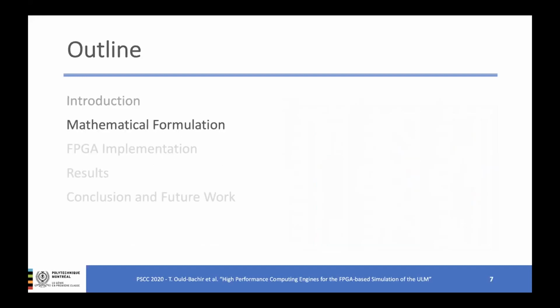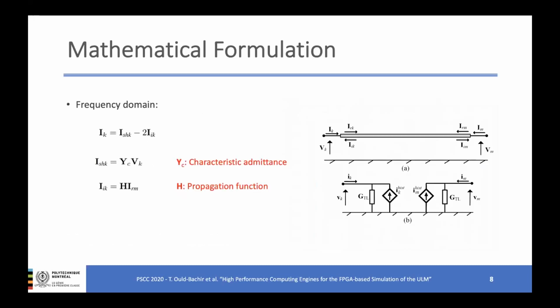So I'll briefly go through the mathematical formulation of the model. It has been presented previously. So we have a multi-conductor line here. It can be a cable, it can be a line, an aerial line. And we have the current at the terminal. We have the incident and the reflected current. And this line here will be replaced by 2 Norton equivalents, one at each terminal.